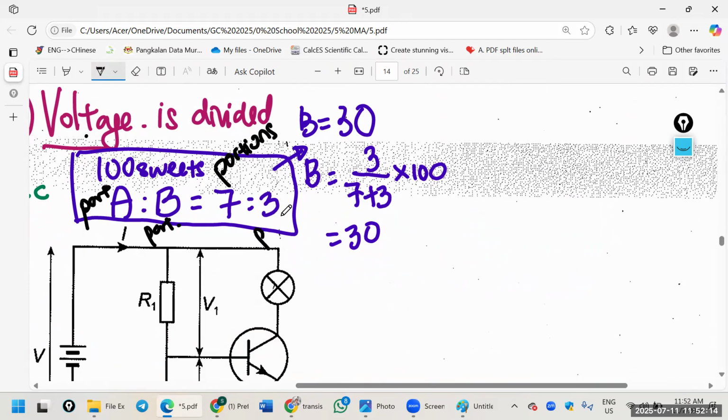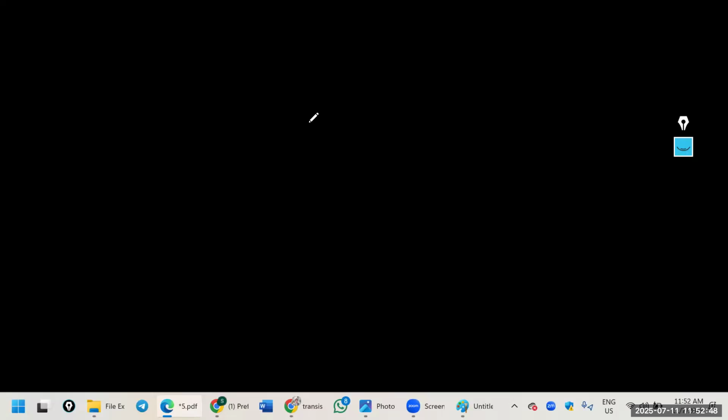and 3 portions. Okay? You all forgot? This is from primary school math. So now get it. Total is 10 portions. Then B only gets 3 portions times the total. Get the idea called potential divider. Okay, good.